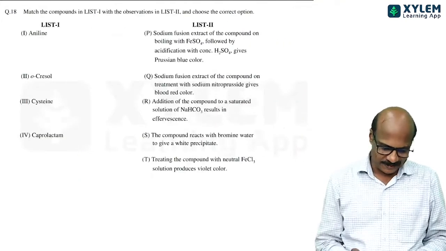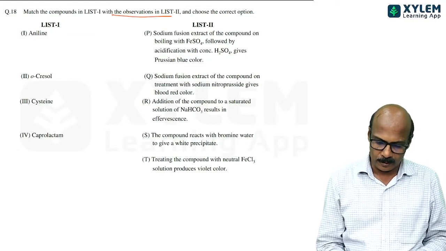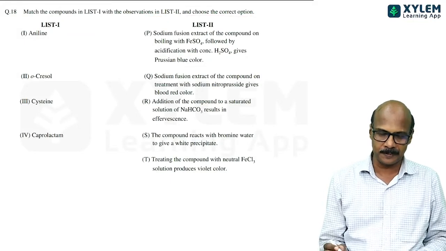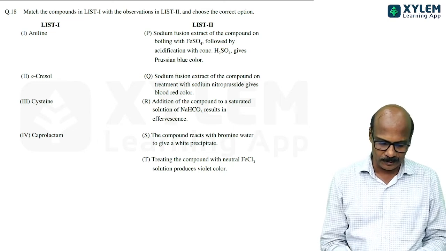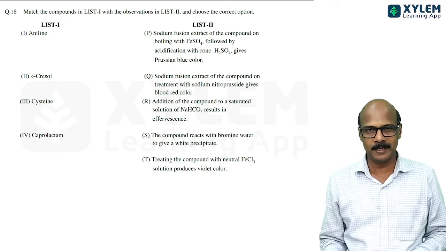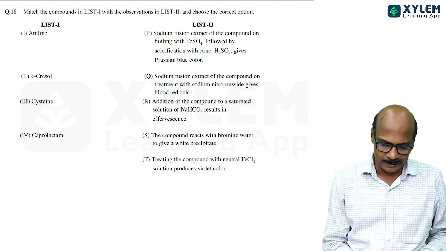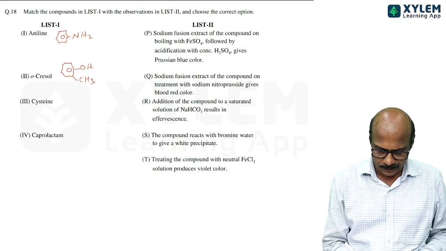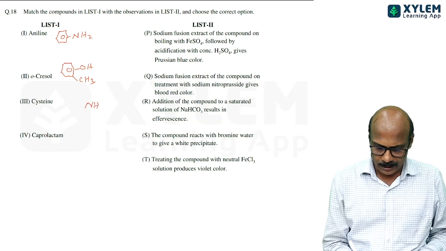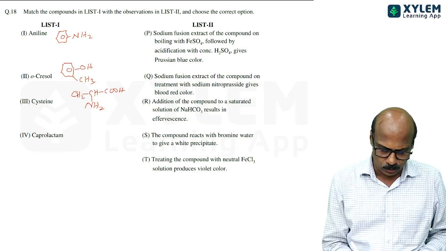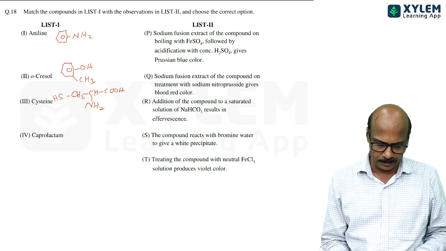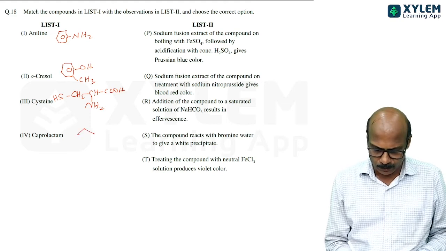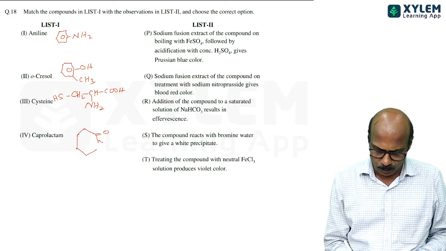Now let me go to the next question. Match the compound in list 1 with the observations in list 2 and choose the correct option. What are the compounds given? Aniline, orthocresol, cysteine, caprolactam. Various experimental observations are also given. First, let me analyze these compounds. In aniline, you know, the benzene ring is attached with NH2. Orthocresol, you know, OH and CH3 groups are ortho to each other. Cysteine, you know, is an alpha amino acid, NH2 group attached to an alpha carbon, and that alpha carbon contains a CH2SH group. Then only cysteine is obtained. Caprolactam is a monomer of nylon 6. That structure is also familiar to all of us.